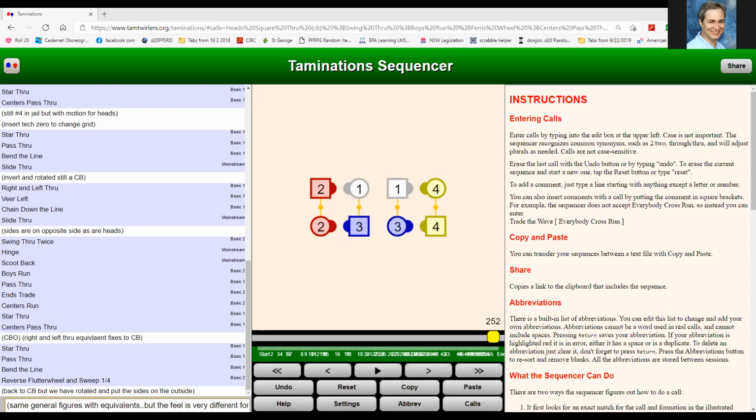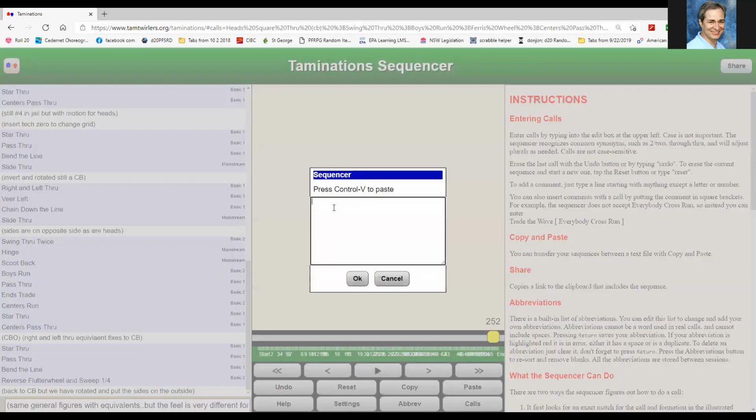Yeah, Phil was saying, why not use cast off 3/4 instead? That's an equivalent to the bend the line. But yeah, the reverse flutter wheel after the bend the line on that isn't the best flow. Could break it up with a do-sa-do or something, or right and left through and flutter wheel or something like that.